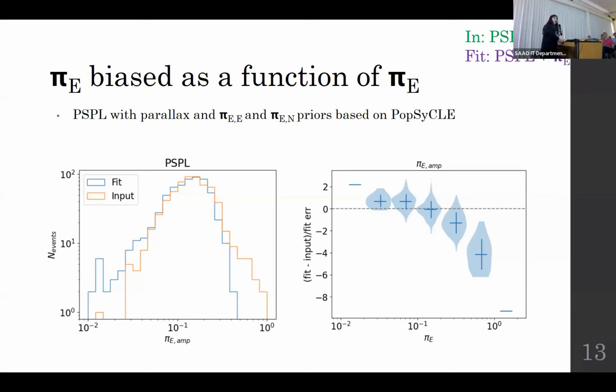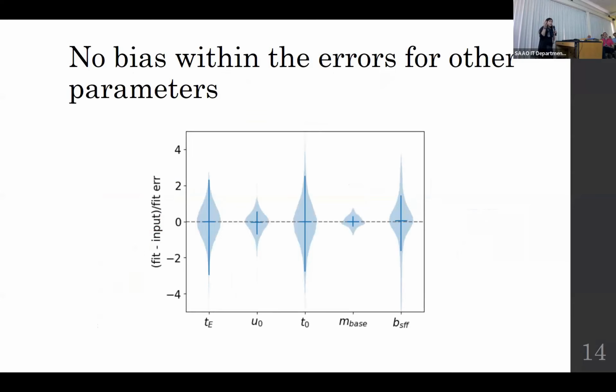However, we don't actually see bias within the errors for the other parameters, the T, U naught, G naught, MyBase, and BSFF, but there's certainly potential optimization that we can do for the priors in these to explore the effect of those.